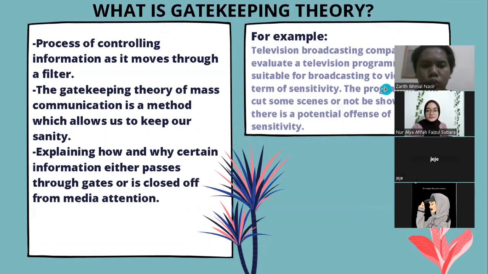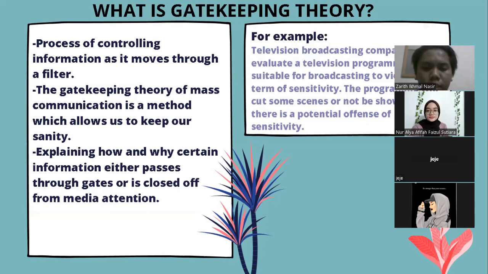Gatekeeping is the process of controlling information as it moves through a filter. It is the process through which information is filtered by the gatekeepers. In other words, gatekeeping is the process of selecting and then filtering items of media that can be consumed within the time or space that an individual happens to have. The gatekeeping theory of mass communication is a method which allows us to keep our sanity. By consuming content that is most relevant to us each day, we can ignore the billions of additional data points that are calling for our attention.